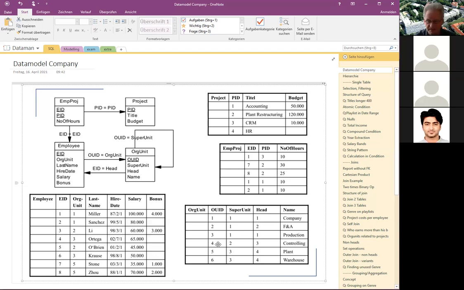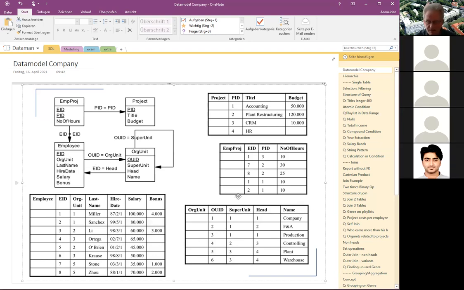Yeah, that's correct. Because let's look, controlling here. The foreign key to the head is number 3. That's the head. Let's look up number 3 here in the employee table, and there we find Lee. So that's always the game.